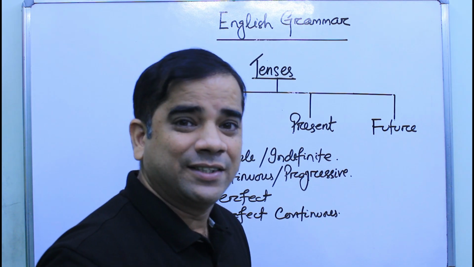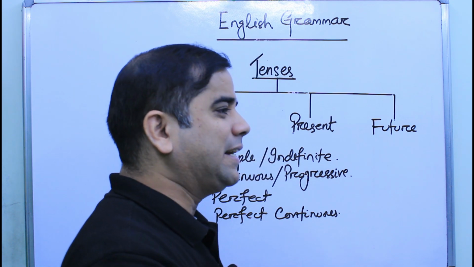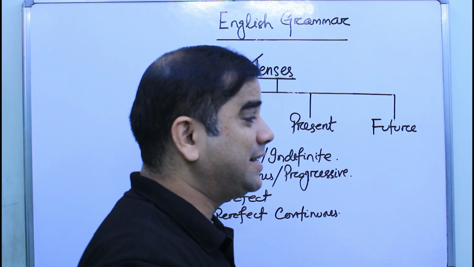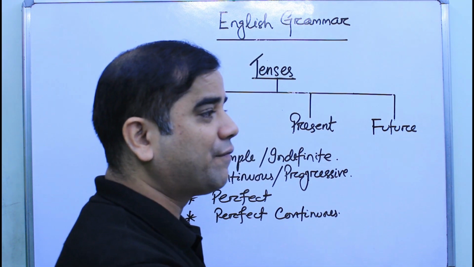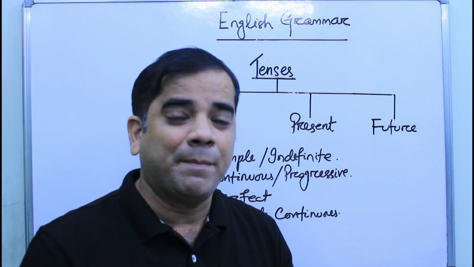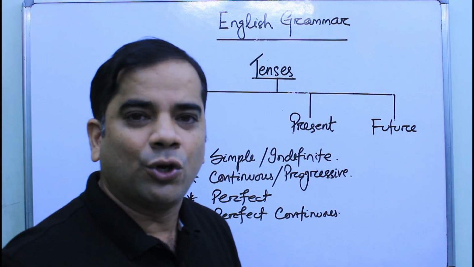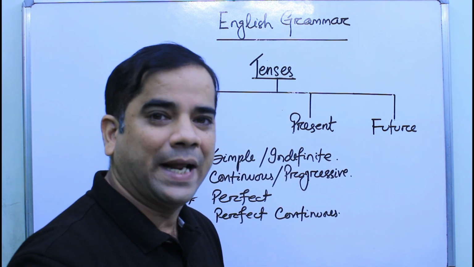Okay, students, just have a look at me. If I stand like this, whatever is at my back is past, I am at present, and whatever is in front of me is future. Okay, you can remember it like this. So these three are the main parts of tense.